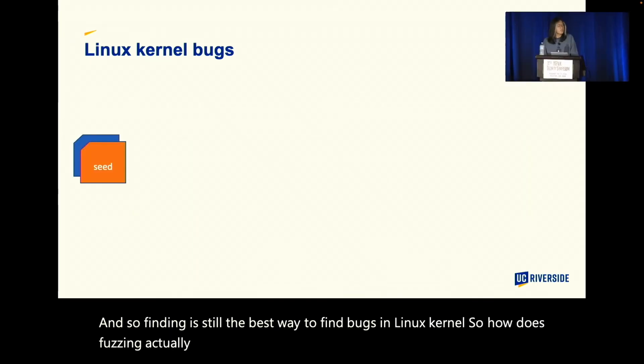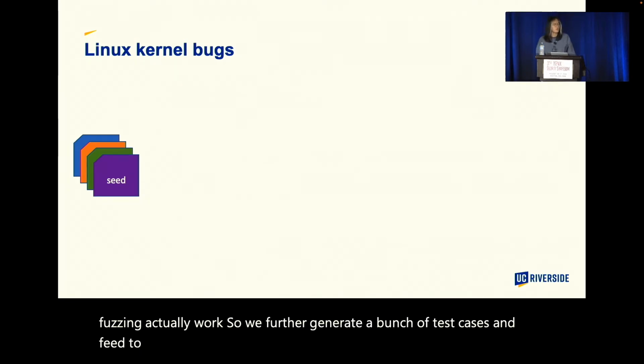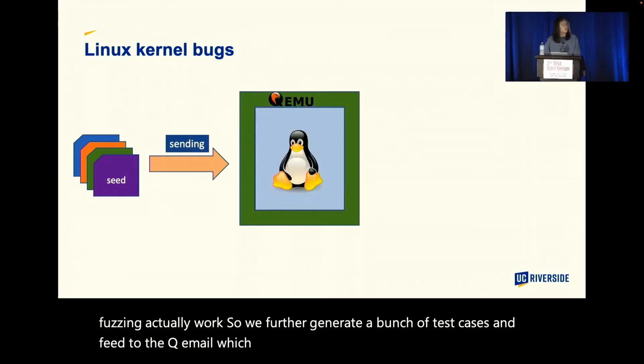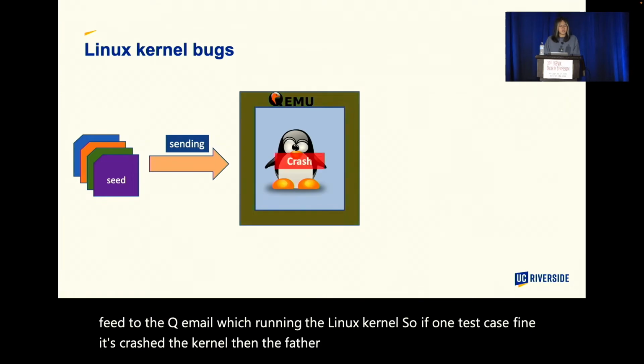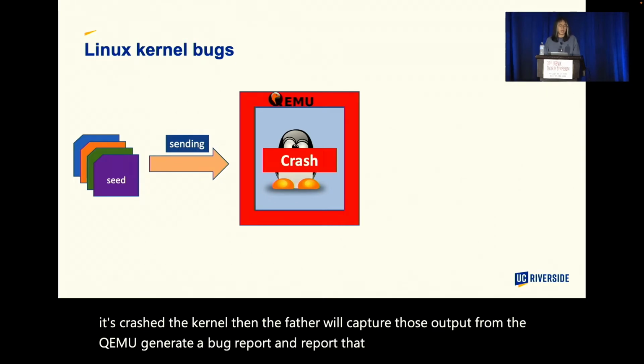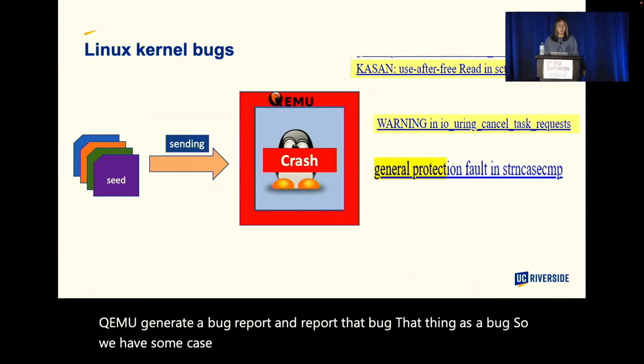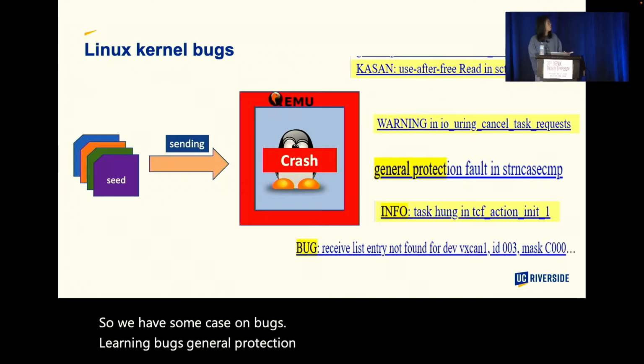The fuzzer generates a bunch of test cases and feeds them to the QEMU, which is running the Linux kernel. If one test case crashes the kernel, then the fuzzer will capture the output from the QEMU, generate a bug report, and report it as a bug. So we have some KASAN bugs, some warning bugs, general protection fault, info, or some other bugs.